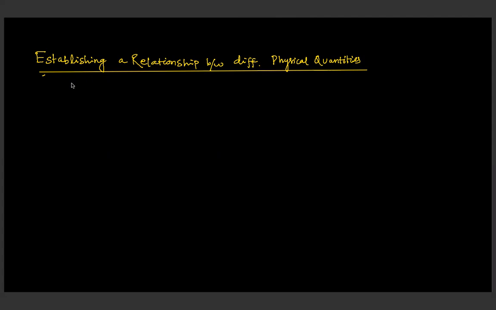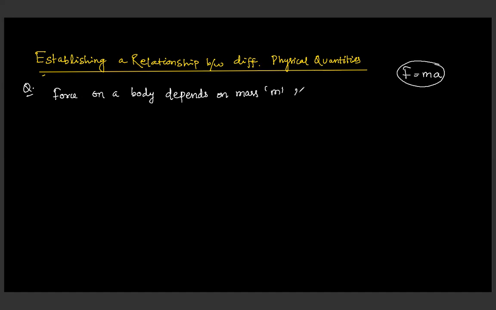Here we are finding out the relationship between the quantities. The question comes like this: force on a body. Let's take an example. You don't know this relationship that force is equal to mass into acceleration. We will be deriving this relationship by dimensional analysis. Force on a body depends on mass m and acceleration a.